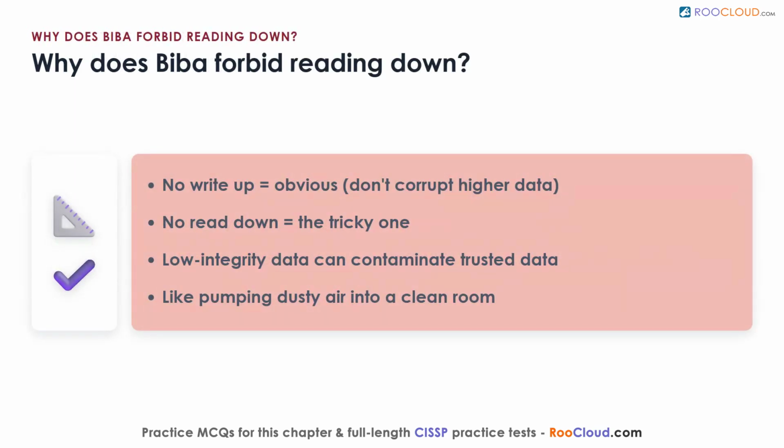So why does Biba forbid reading down? The no write-up rule feels obvious, since you clearly do not want low-integrity data corrupting a high-integrity object. The read-down rule is the one that needs a moment. Think of integrity levels like the cleanliness of air. You would never pump air from a dusty workshop into a sterile clean room. In the same way, you never let unvalidated, lower-integrity data flow up into a document you trust, because the risk of contamination is simply too high. That is why reading down is blocked.